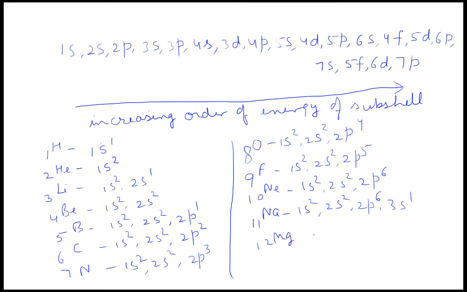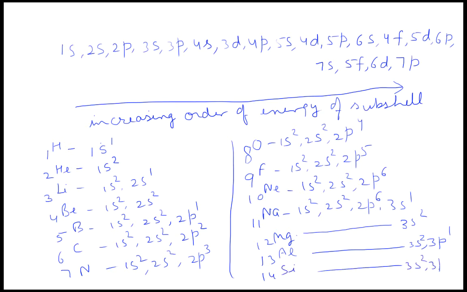12, Mg: similarly, then 3s2. 13, aluminium: 3s2, after 3s, 3p1. 14, silicon: 3s2, 3p2. 15, P: 3s2, 3p3.